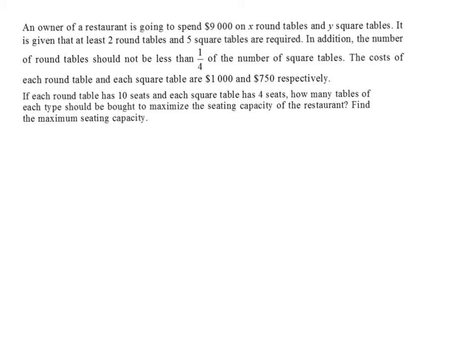In addition, the number of round tables should not be less than a quarter of the number of square tables. The cost of each round table is $1,000 and each square table costs $750. If each round table has 10 seats and each square table has 4 seats, how many tables of each type should be bought to maximize the seating capacity? This is a very practical example where we use linear programming.